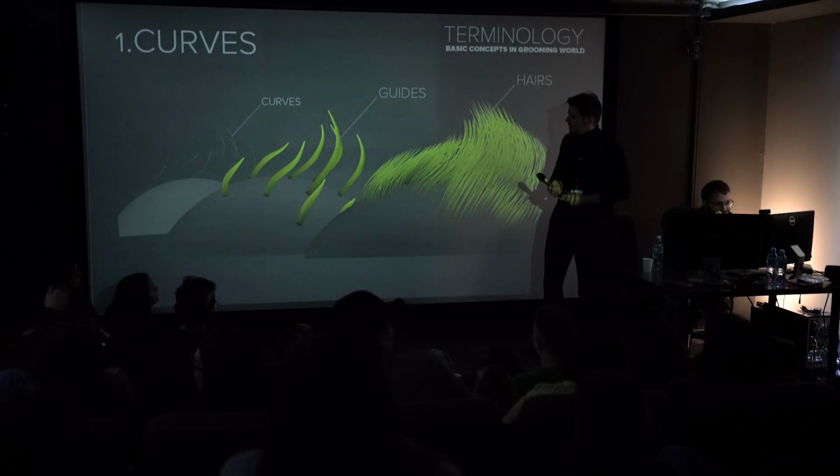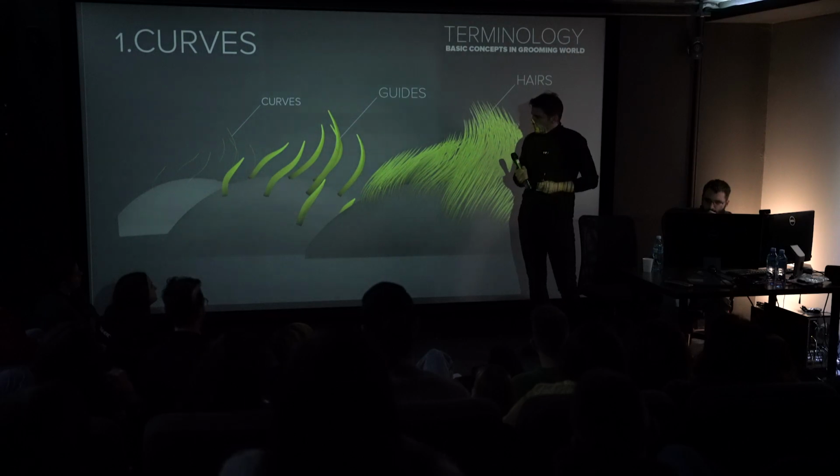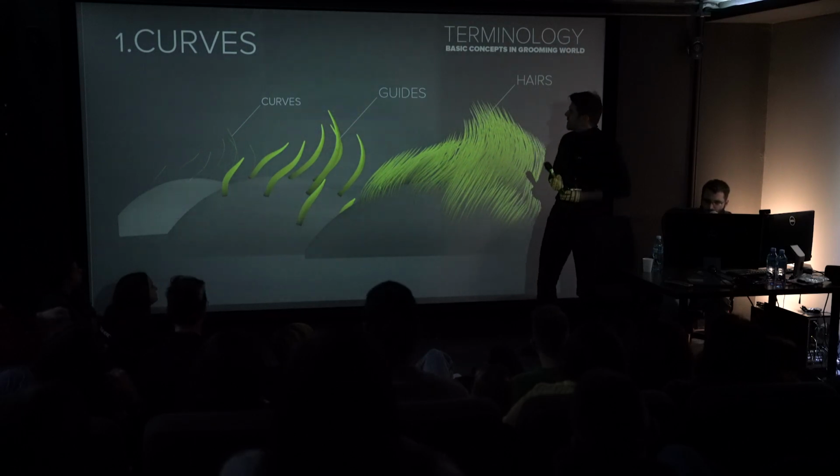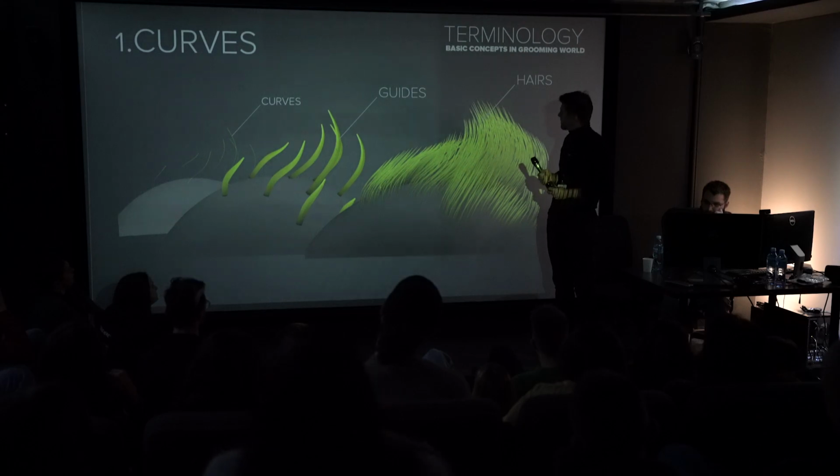Guides are basically what we are using when grooming, no matter which software we are using. Guides are primitives, basically. Houdini reads them as primitives on which we apply styling tools or brushes. After guides, we generate hairs.